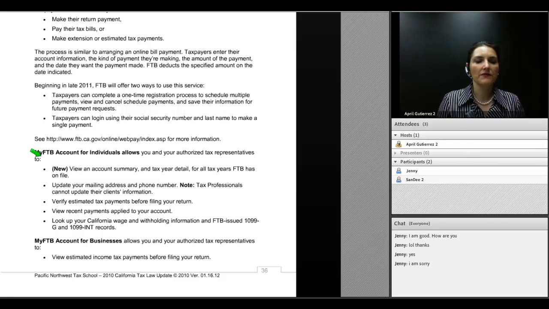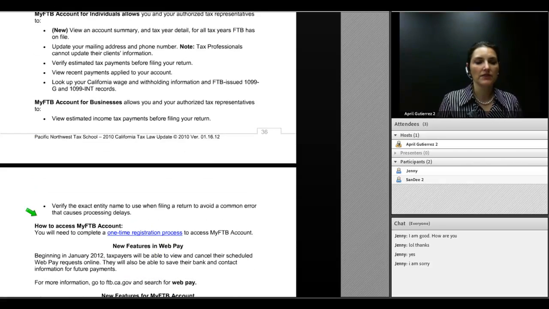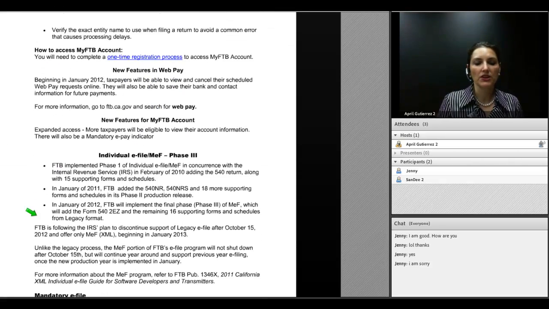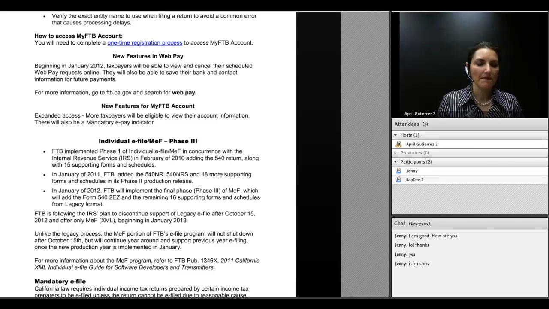And for the My FTB account for individuals, there is a new feature that allows you to view an account summary and tax year detail for all tax years FTB has on file. You can also update your mailing address and your phone number, but note tax professionals cannot update their clients' information. You can also verify estimated tax payments before filing your return, review recent payments applied to your account, and look up your California wage and withholding information.